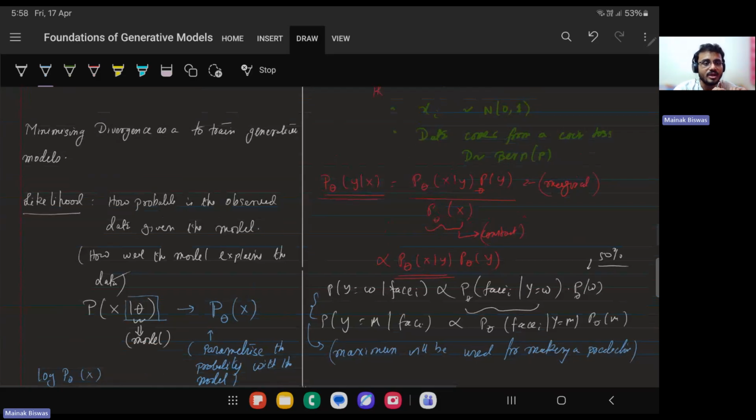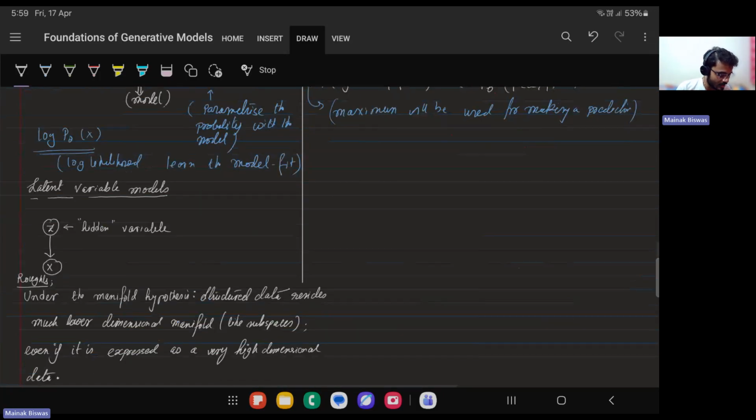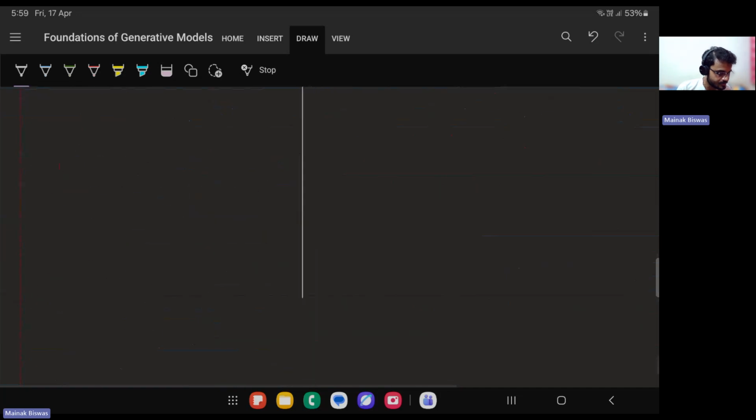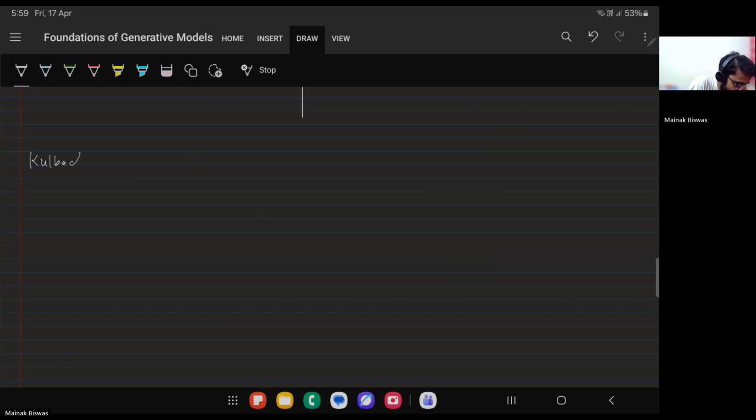So let's start off with this first idea, of minimizing divergence to train generative models. What minimizing divergence is, is what we'll be seeing. I'll come back to these. So first, we'll be talking about the Kullback-Leibler divergence, or the KL divergence.